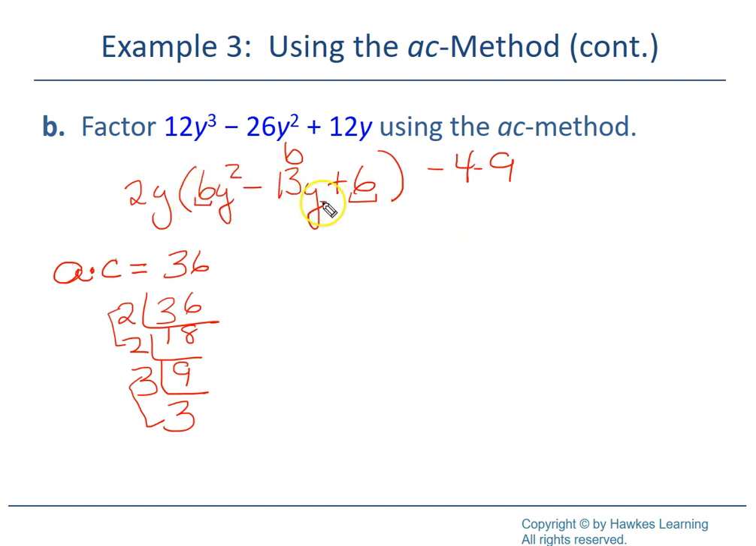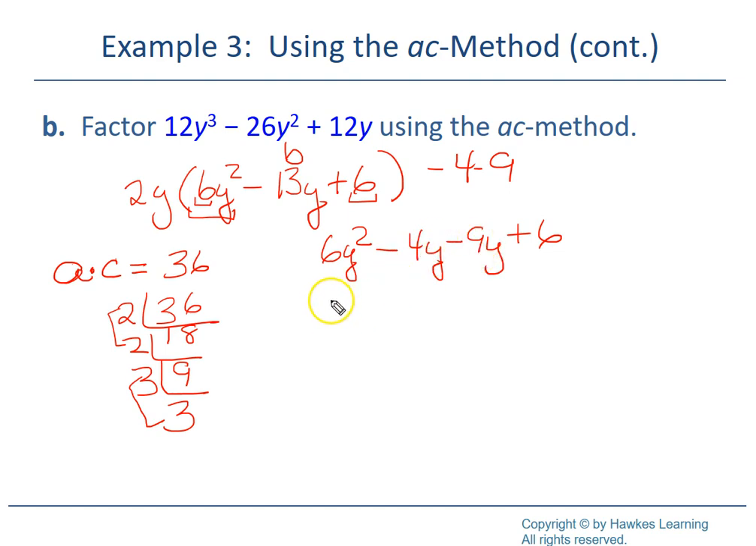So now we have to rewrite this equation as a 4-term polynomial. So this part stays the same: 6y squared minus 4y minus 9y plus 6. All right, that'll work. Okay, now we have 4 terms, and remember this adds up to a negative 13.